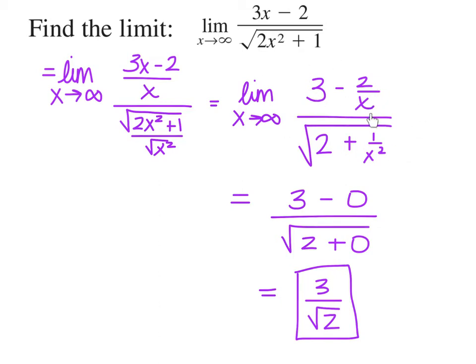So I've got 3 minus 2 over x, and that becomes 3 minus 0. And then here I'm going to keep that under the square root, and I've got 2 plus 1 over x squared, and that becomes 2 plus 0. So that is a numerical limit value. So as x approaches infinity, this weird function is going to be 3 over the square root of 2.